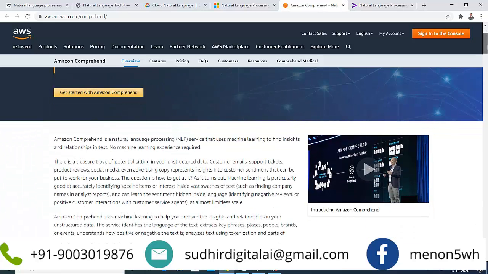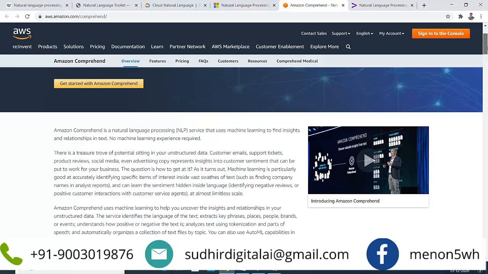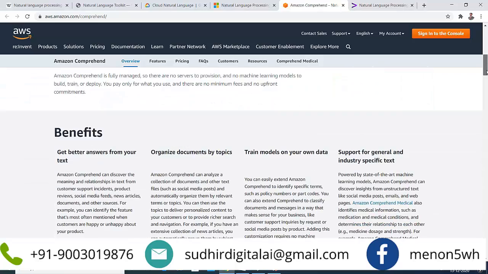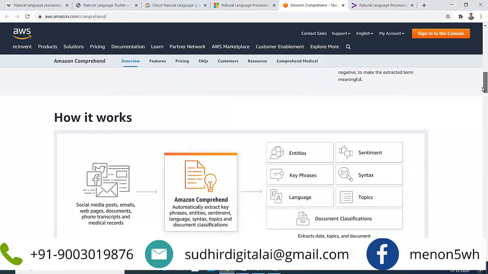It is an NLP service that uses machine learning to find insights and relationships in text. No machine learning experience is required. There's a treasure trove of potential sitting in unstructured data: customer emails, support tickets, product reviews, social media. So you can see that it provides the same benefit.